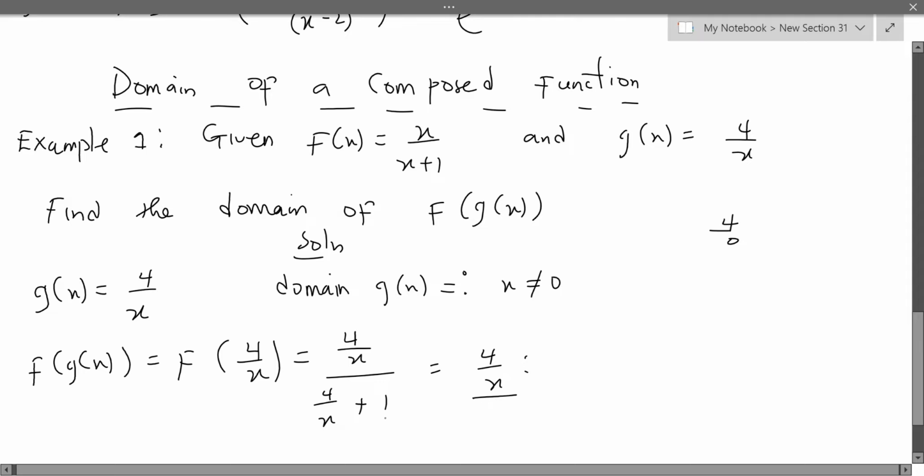Alright, let's do LCM here. So LCM of x and 1 is x. And then we get 4 plus x times 1, which is x. X times 1 is x. So that is what we get.